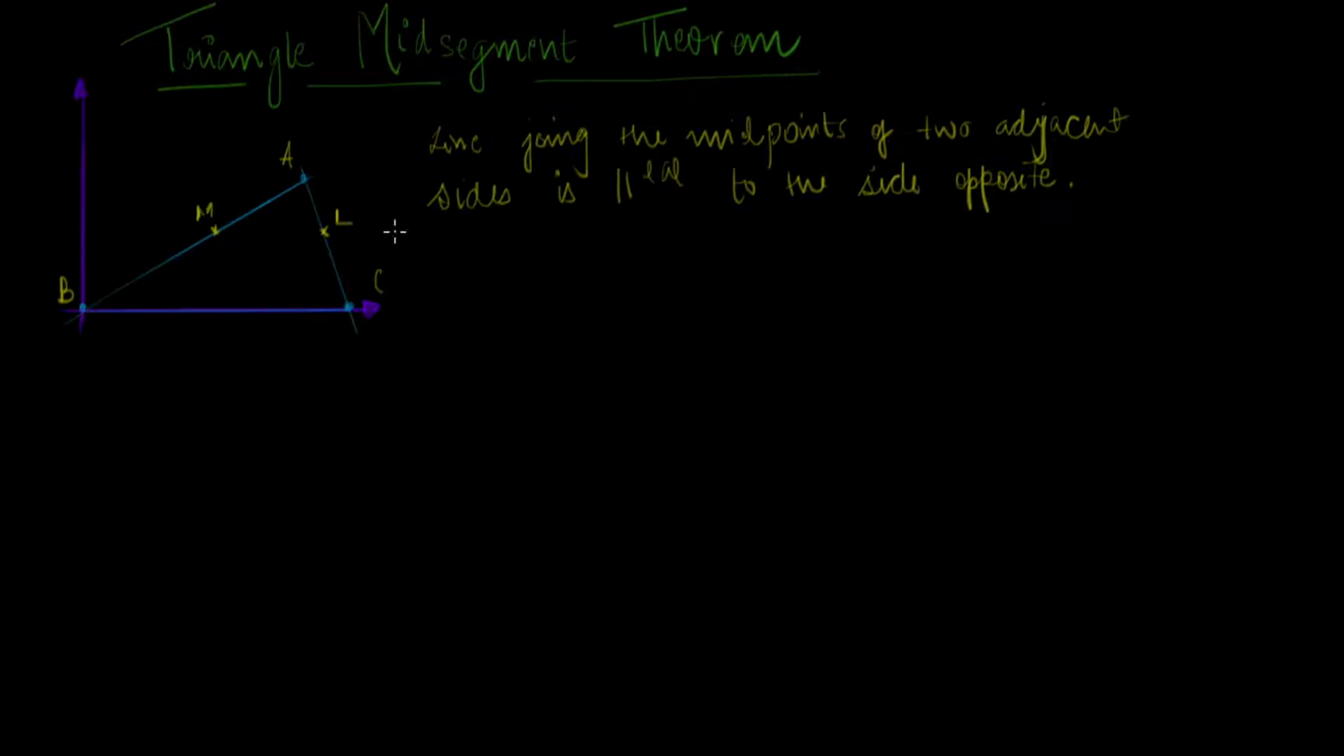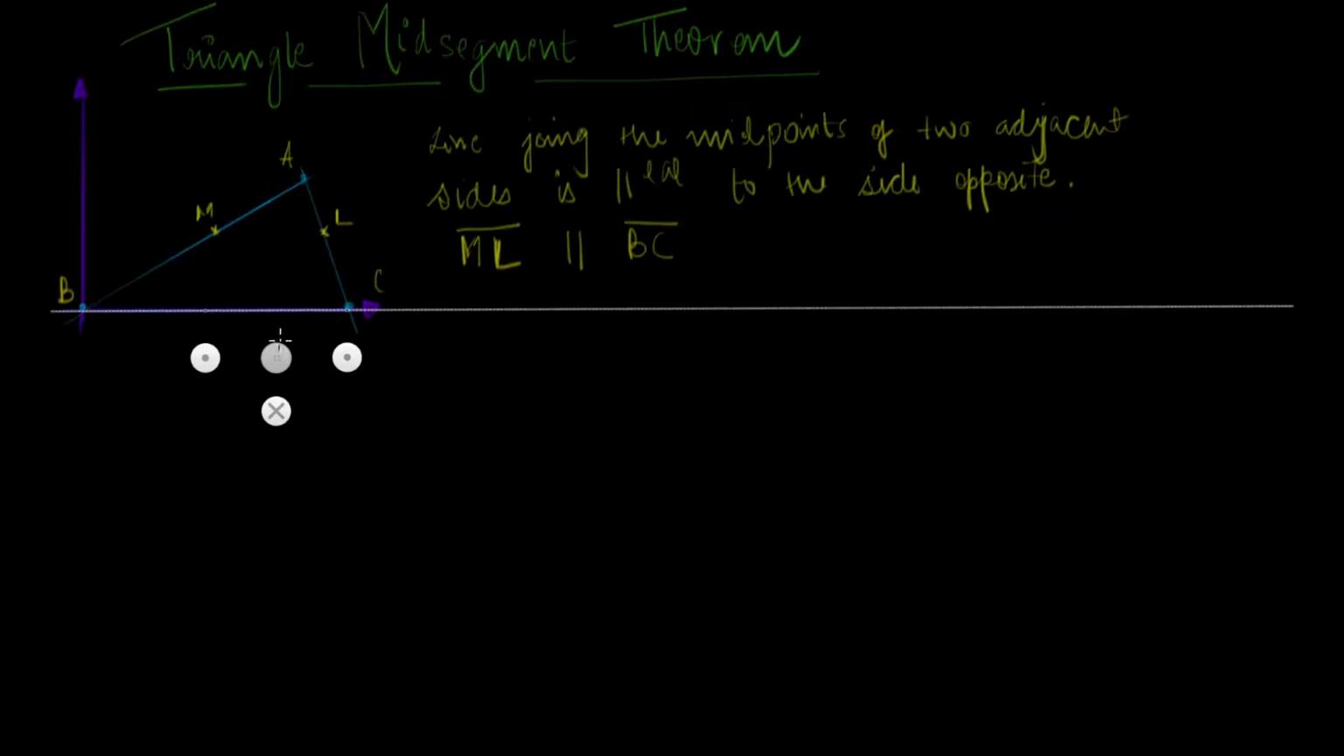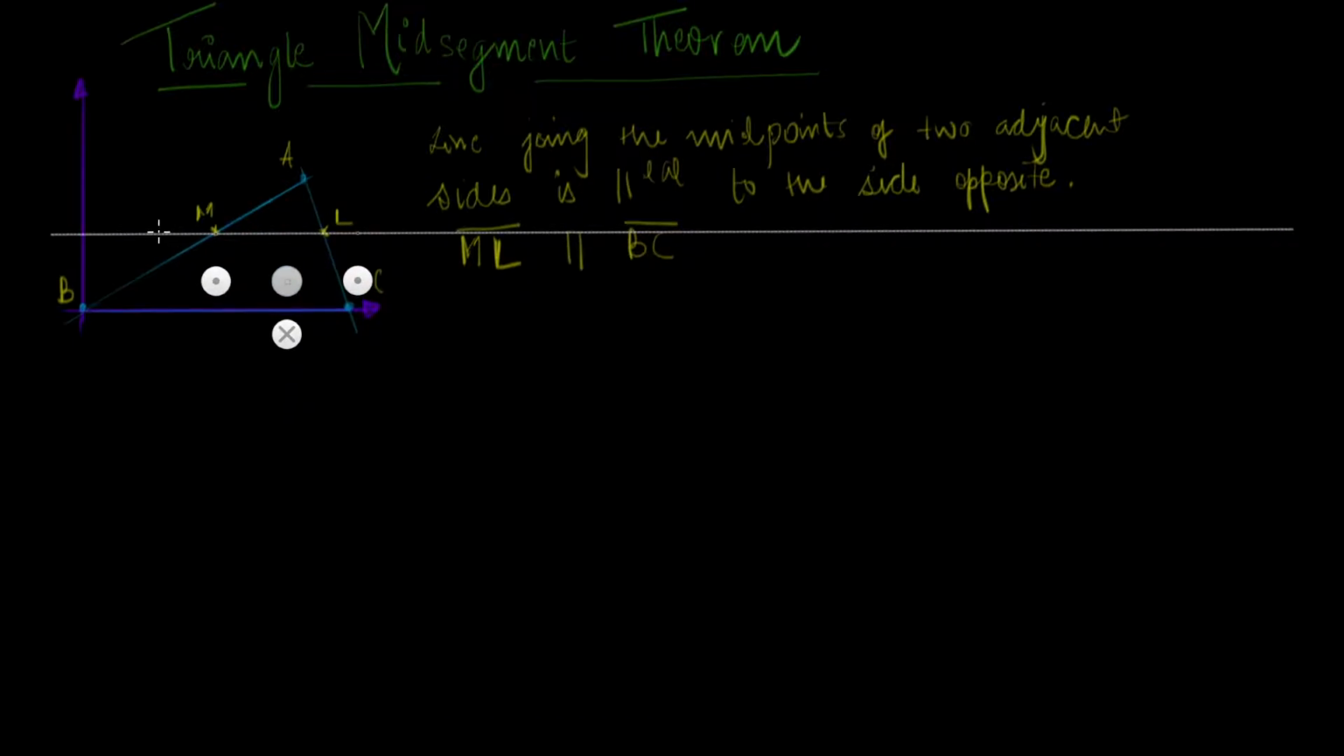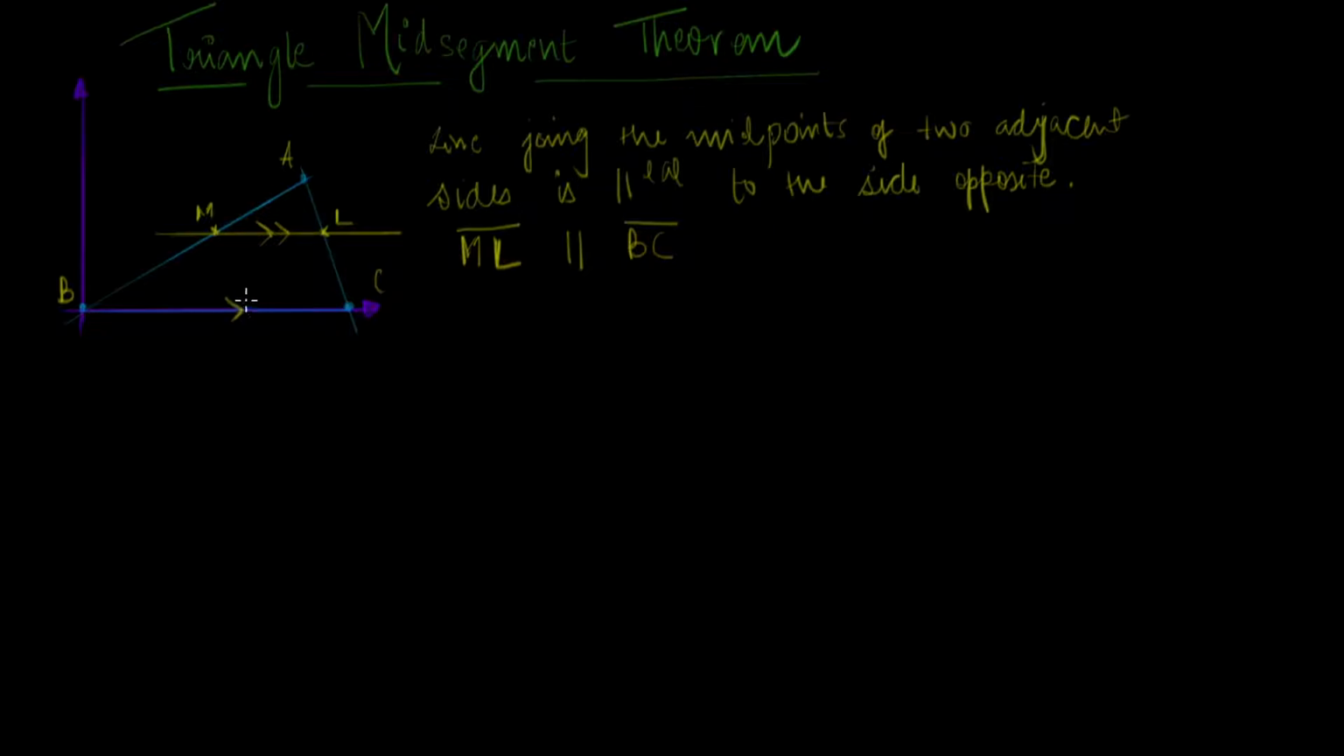So what that means is if we choose M and L to be the midpoints of AB and AC respectively, then the line ML, like so, is parallel to the line BC, like so. So if we draw the line segment like so, by the triangle mid-segment theorem, ML must be parallel to the side opposite, which is BC.